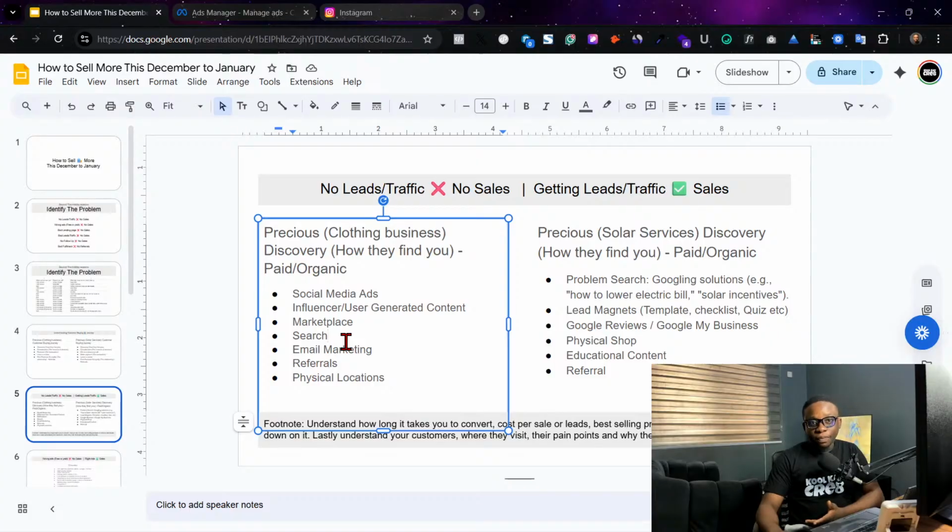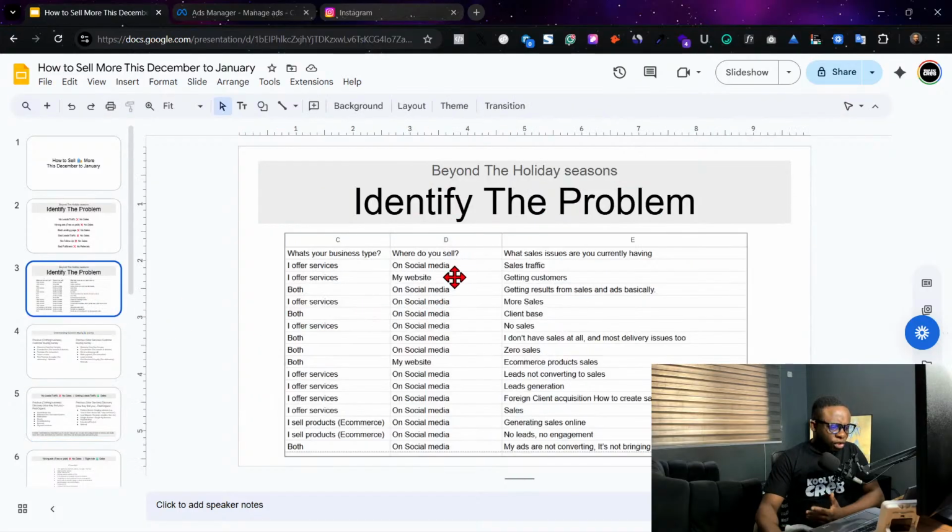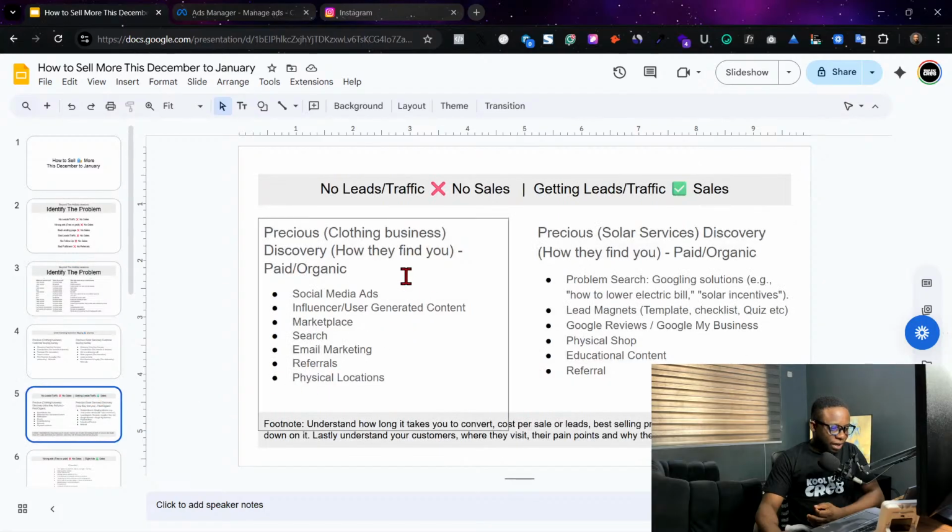So we have search. Yes, that applies if you are selling on a website, because even when I check this survey, a lot of persons are selling directly from social media, which is a problem, right? We're going to get into that.